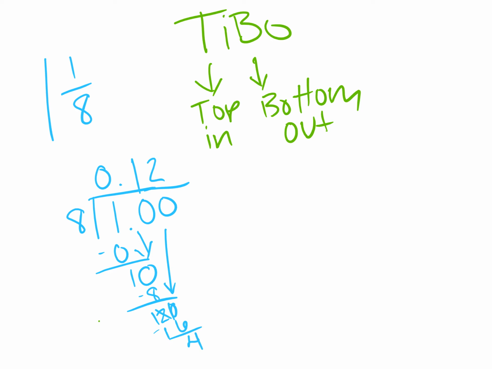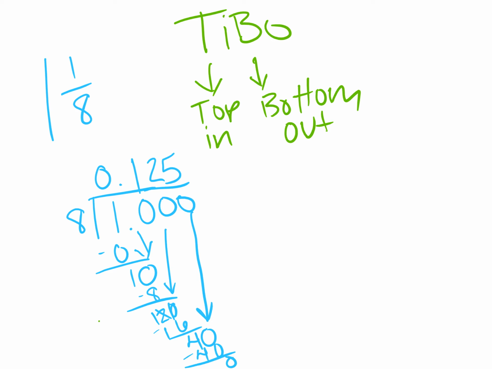Now, we never want to have a remainder if we can help it. So we can add another 0 and bring it down. 8 goes into 40 5 times, and 8 times 5 is 40. Now we have a remainder of 0.